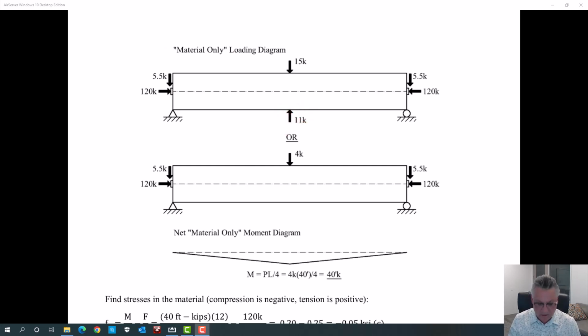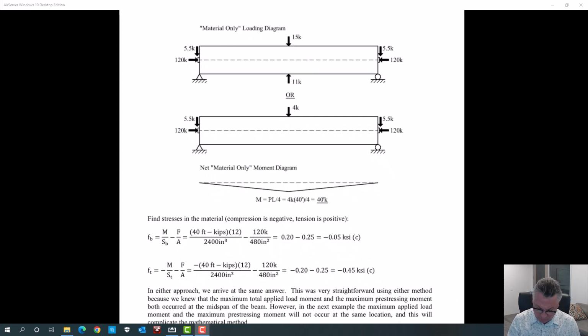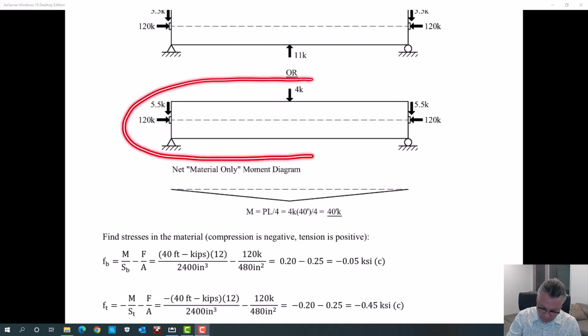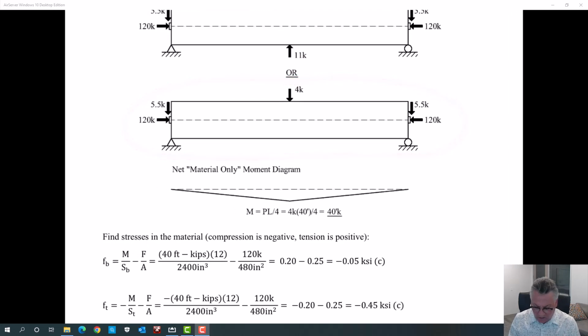But it's very convenient for us, if we're just looking at the stresses in the material, to look at what's happening just to the concrete. And if we're just doing that, concrete thinks there's 11 kips pushing up, 15 kips coming down, and a net effect of 4 kips, the difference between those two. So I can analyze this beam. This is what T.Y. Lin said: analyze this beam as if only 4 kips are on it.